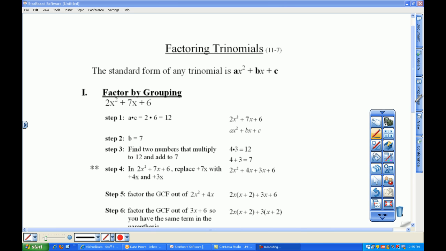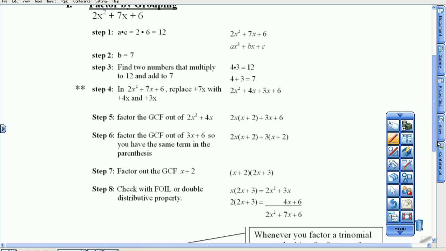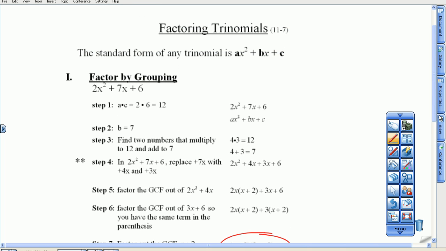Okay, ladies and gentlemen, we're going to factor trinomials today. This is section 11.7, and we're going to use the technique factoring by grouping, which will work on every single trinomial you have to factor. We have the steps listed here. You can take a look at your notes, steps 1 through 7. This will give you the solution to one of these problems. Step 8 tells you how to check, either using FOIL or, as we've been doing, double distributive property.